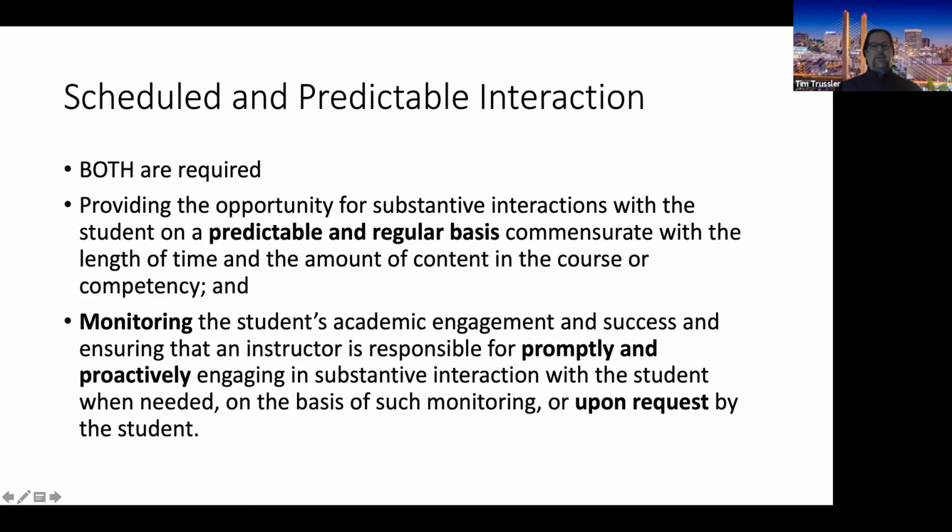All right, next step. They said you have to have scheduled and predictable interaction. And by the way, all of the stuff that you're reading is about 2 weeks old. So they actually just put these into place. I love telling the story. I've worked with Highline and they kind of shared how things went. They're one of the ones who was audited and they shared it with all the other community colleges.